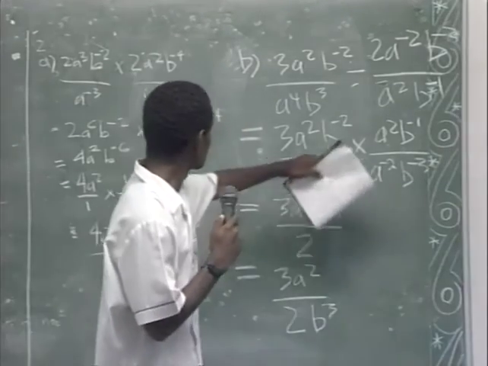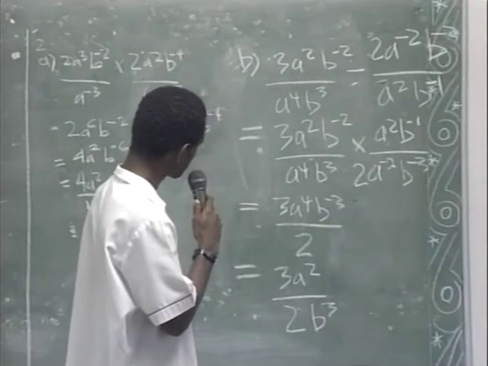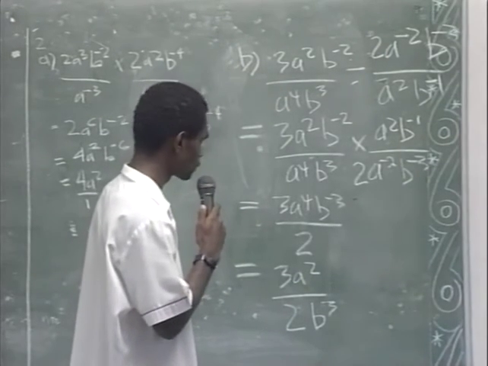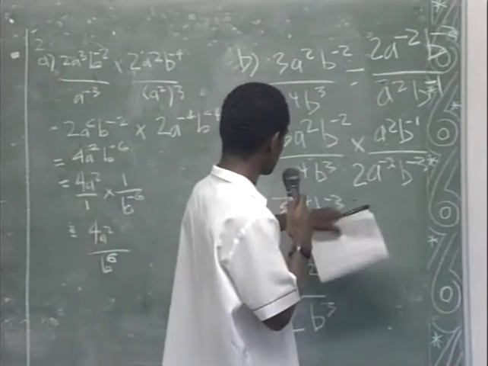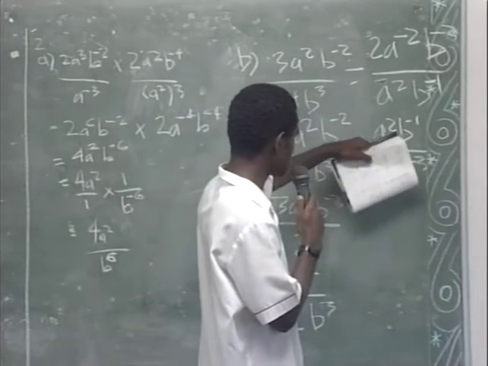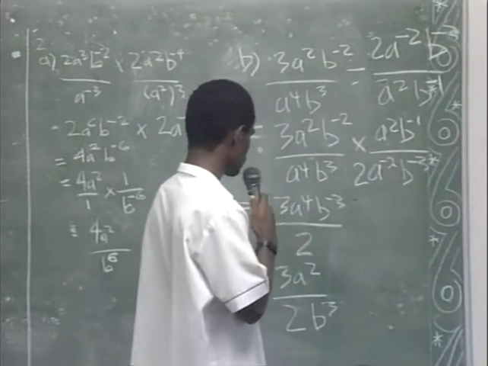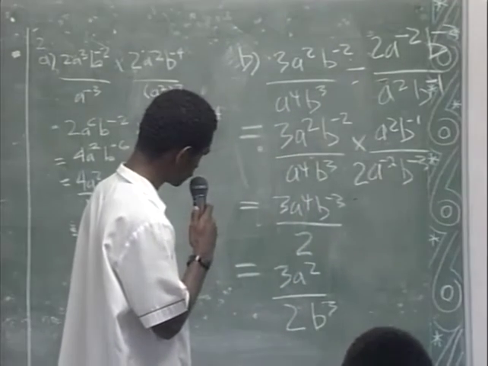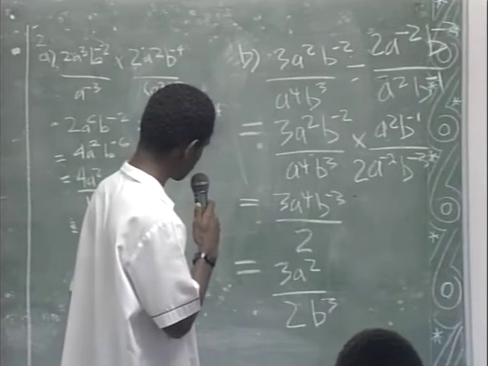Sorry, because it is division, we change it into multiplication, and we find the reciprocal of a squared b minus 1 over 2a minus 2 b minus 3.